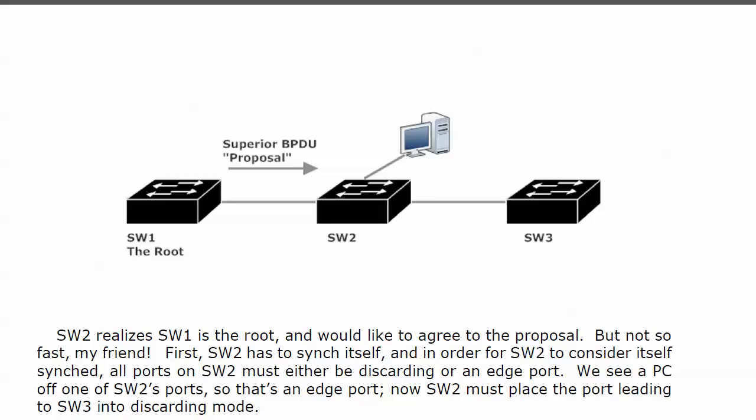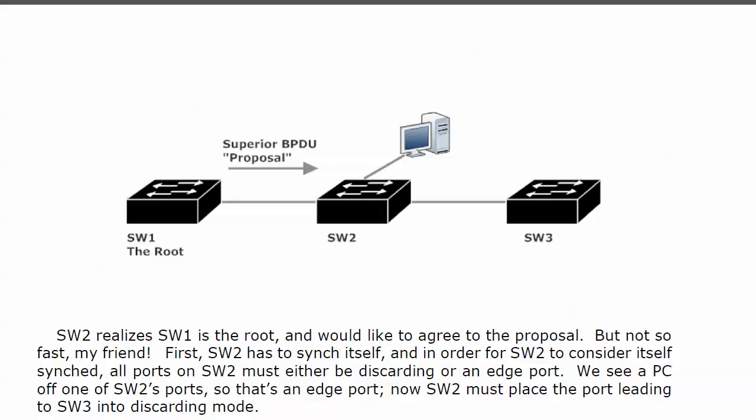And that's why we've broken it down here, because at this point, at the very beginning, switch 1 is the root, switch 2 is connected to switch 1, and also a PC, and then switch 3 is downstream from switch 2. There's something very godfatherish about this, or old school mobster. The root is saying, hey, I got a proposal for you. Well, the proposal is, I'm the root. And switch 2 gets that superior BPDU, the proposal, and would like to agree to said proposal. It might get hurt otherwise, but not so fast.